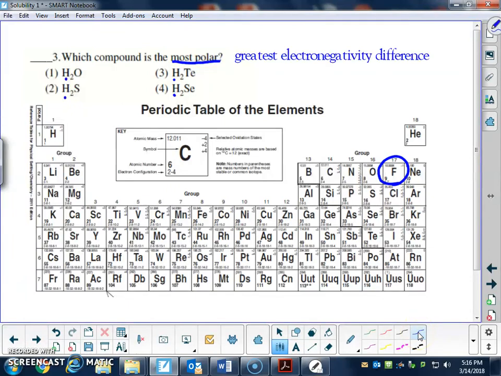So the greatest electronegativity difference would be the one that is closest to fluorine. So oxygen and fluorine, they're right here. Then you look at your choices. The choices are sulfur, selenium, tellurium. They get less electronegative as you go down. So the most polar compound that you're having here is the one with the greatest electronegativity difference. That is water. And you should know that already anyway.